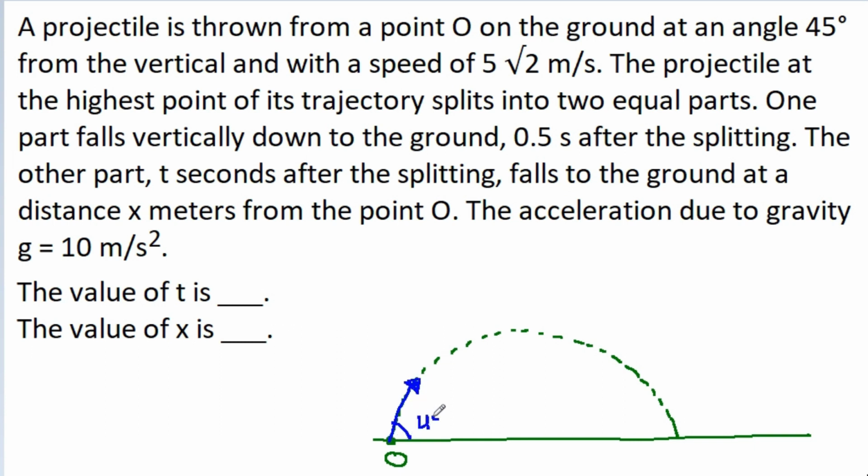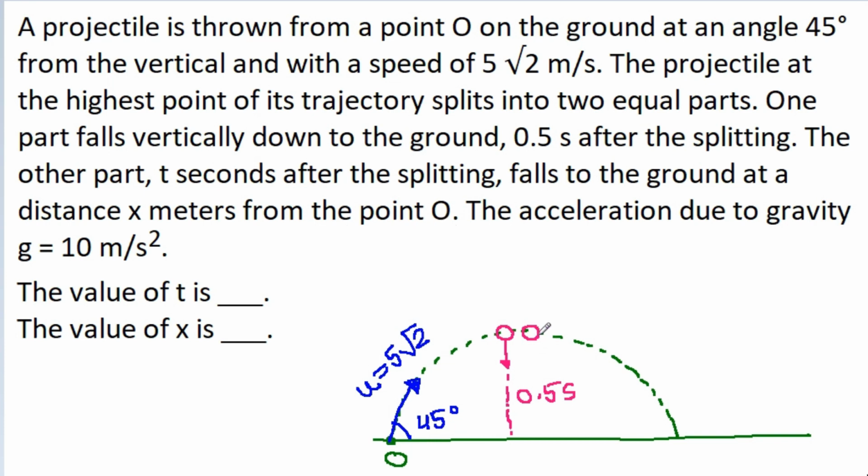The angle is 45 degree and the initial speed u is 5√2 meter per second, and the projectile at the highest point of its trajectory is split into two equal parts. One part falls vertically down to the ground 0.5 seconds after the splitting, and the other part, t seconds after the splitting, falls to the ground at a distance of x meter from the point O.